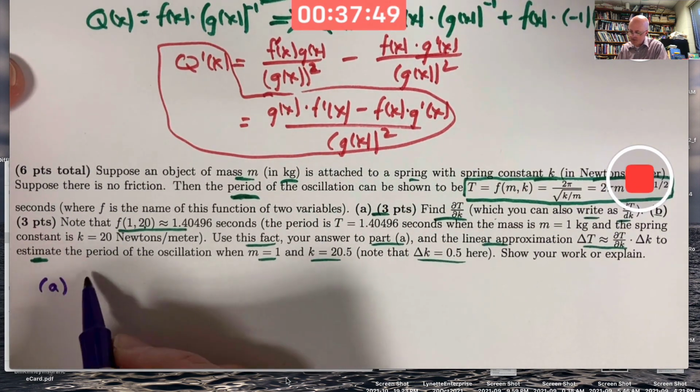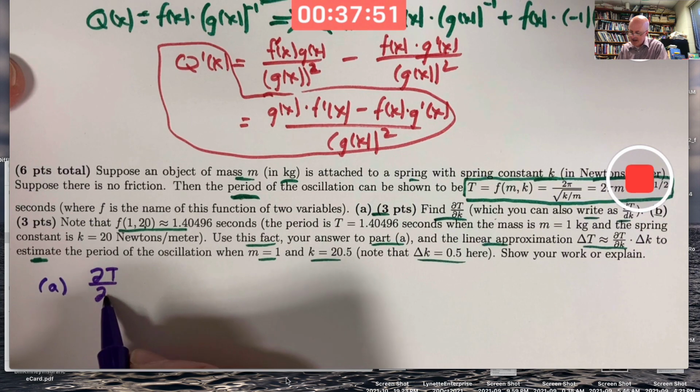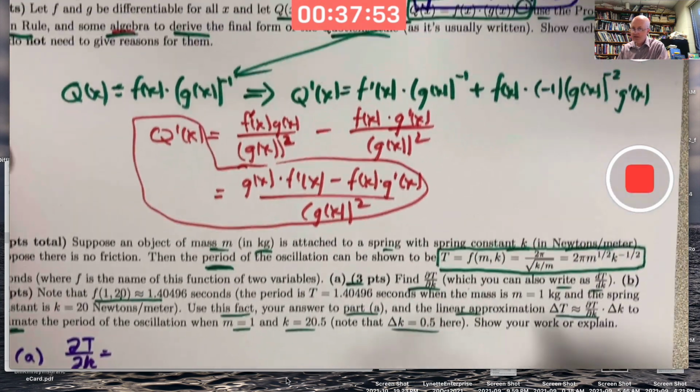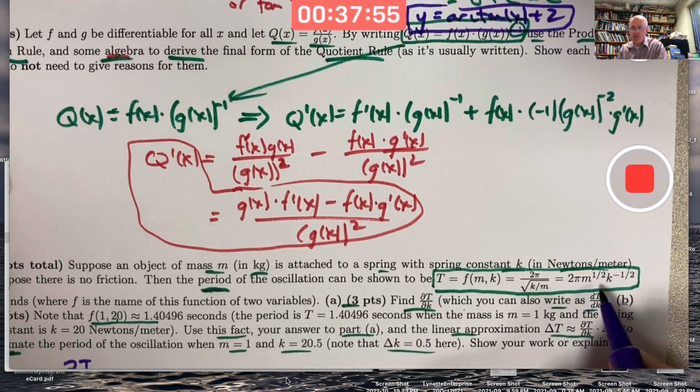Part A, the derivative of T with respect to k. It's easiest to look at this version of the formula. Treat m as a constant. That's what you do when you take the derivative of this with respect to k. If you were taking the derivative with respect to m, you'd treat k as a constant. So this is just a constant right there.